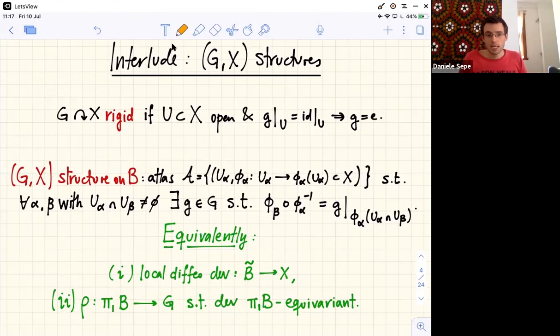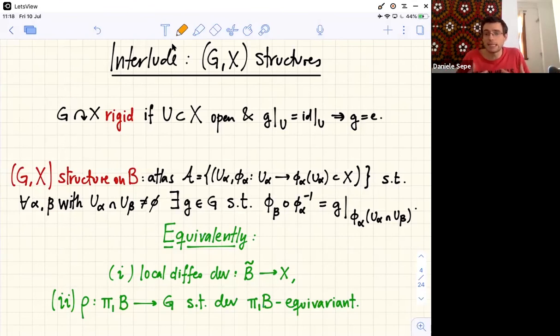So let me say that an action of a Lie group G on a manifold X is rigid if the only element that acts as the identity on a non-empty open set is the identity. Okay? Now, this definition, the first time you see it, you go like, what? What you should have in mind are actions that are, if you wish, analytic. What I'm saying here is that if you know the transformation on an open set, you know the transformation everywhere. Okay, so this is the rigidity that I'm considering. And henceforth, all my actions are rigid.